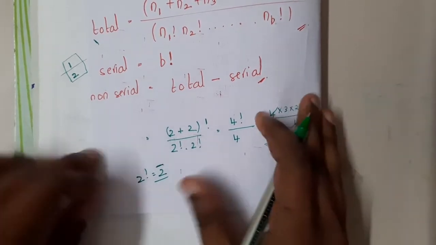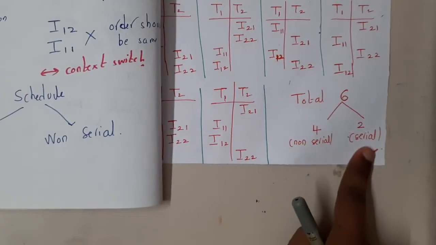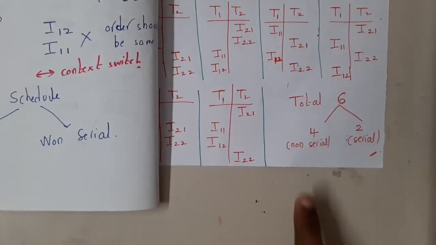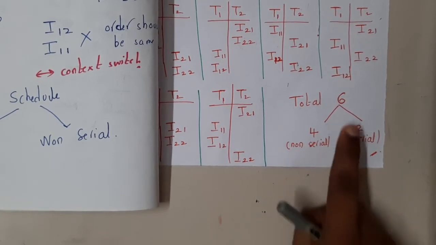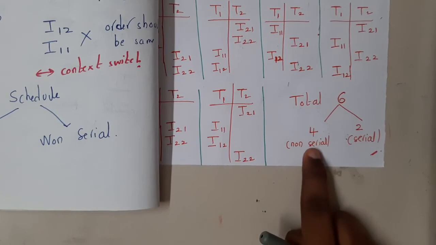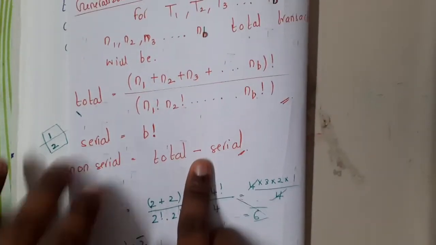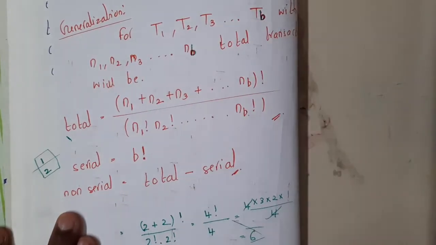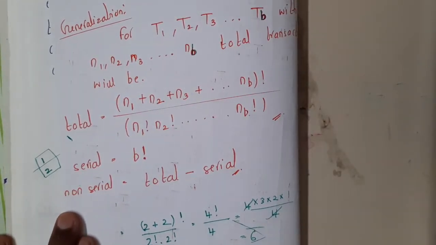So 2 are serial. Yes, so now this is a funny thing. How can we calculate non-serial, guys? It is nothing but total minus serial, right? So 6 minus 2 is nothing but 4. So that is nothing but non-serial. Got it? Yes. So this is the generalized formula for serial and non-serial, guys. It's quite an easy thing, right?